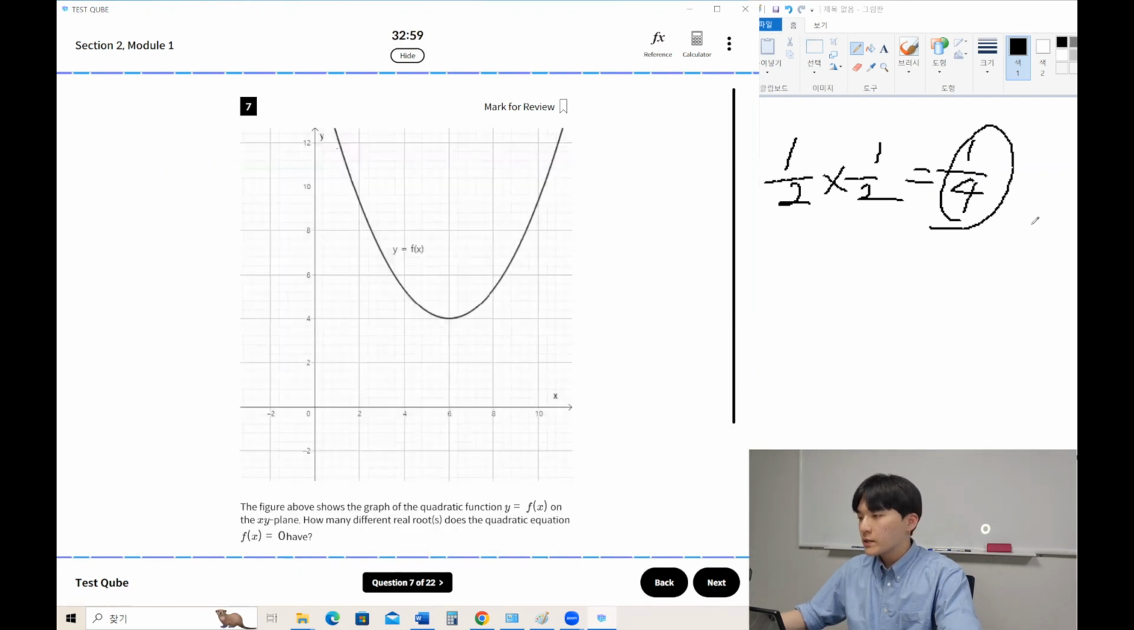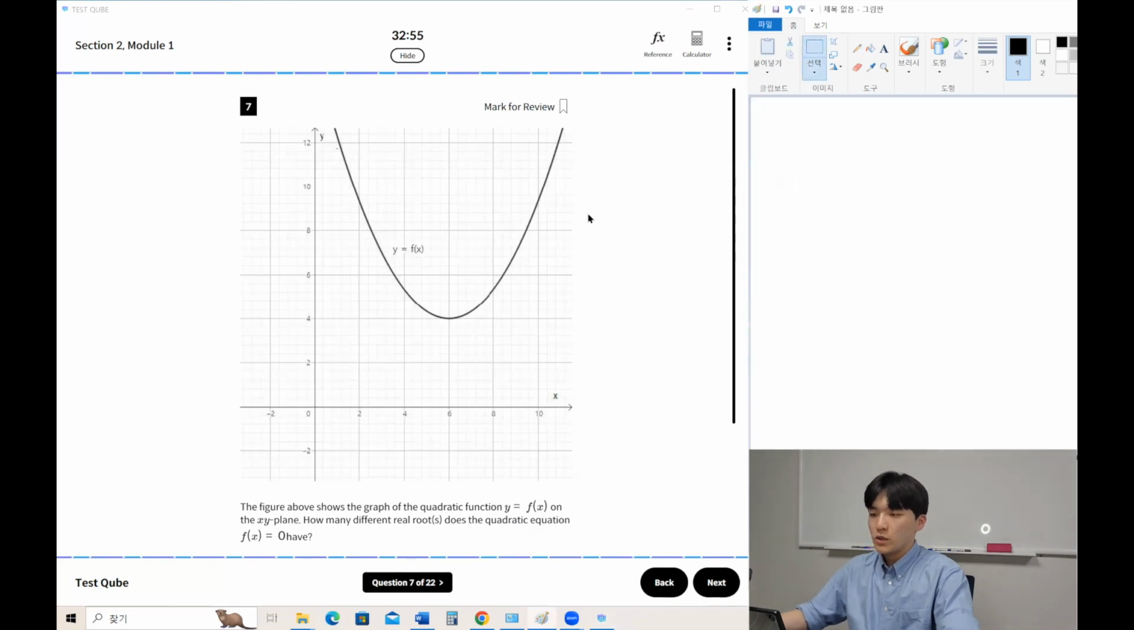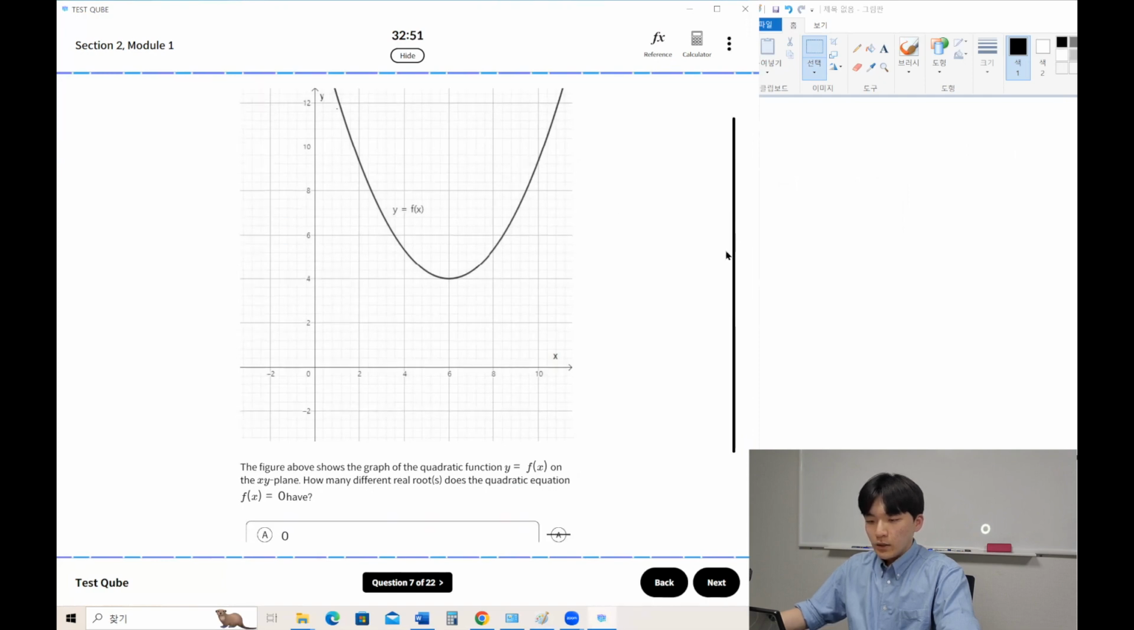And this is also a quadratics question. And in this quadratic question, we can see there's a graph, beautiful graph. The figure above shows the graph of the quadratic function y is equal to f(x) on the xy plane. How many different real roots does the quadratic equation f(x) is equal to 0 have?